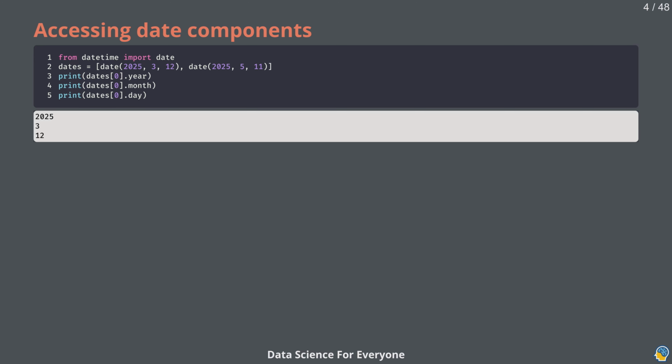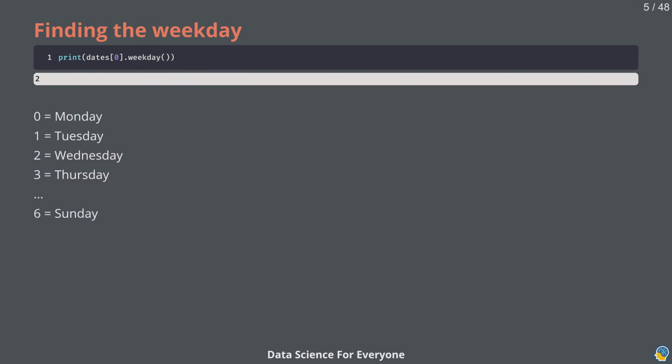Once we have a date object, we can easily get its individual parts. To get the year, we call the .year attribute. For month or day, we can call the .month and .day attributes respectively. It's pretty straightforward and easy to remember. To find out what day of the week a date falls on, we can use the .weekday method. This method returns a number from 0 to 6, where 0 is Monday, 1 is Tuesday, and so on, up to 6, which is a Sunday.